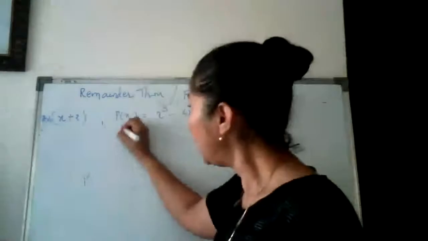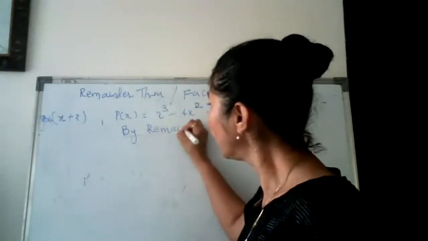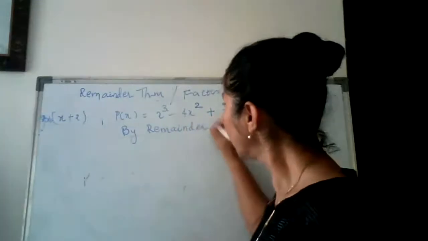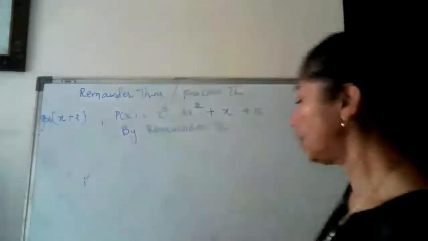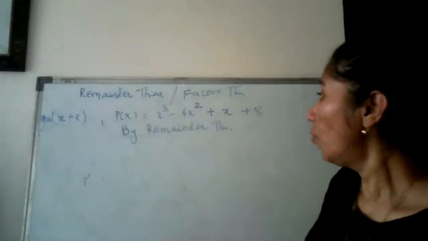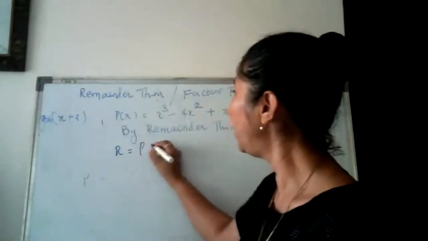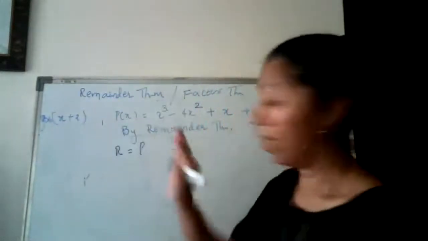तो बाय रिमाइंडर थ्योरम, अब बाय रिमाइंडर थ्योरम हम क्या कहेंगे यहाँ पे? क्या कहेगा रिमाइंडर थ्योरम आपको? वो आपको देता है रिमाइंडर. सो रिमाइंडर इज इक्वल टू p of, अब थोड़ा सा ध्यान, क्योंकि मैंने साइन चेंज किया.